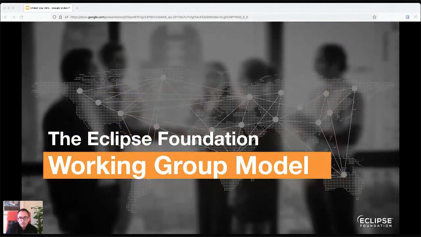Okay, so I'm circling back to our working group model. Think of working groups as places where our members can gather and work on new projects and new innovations. They can work with existing projects, and it provides all the infrastructure for doing that.